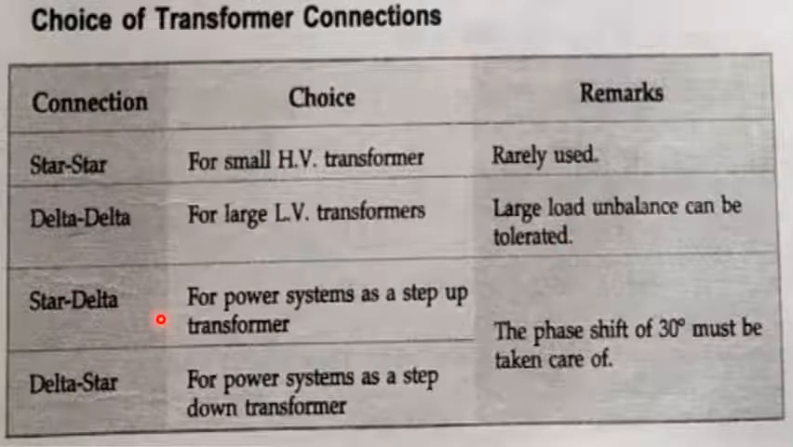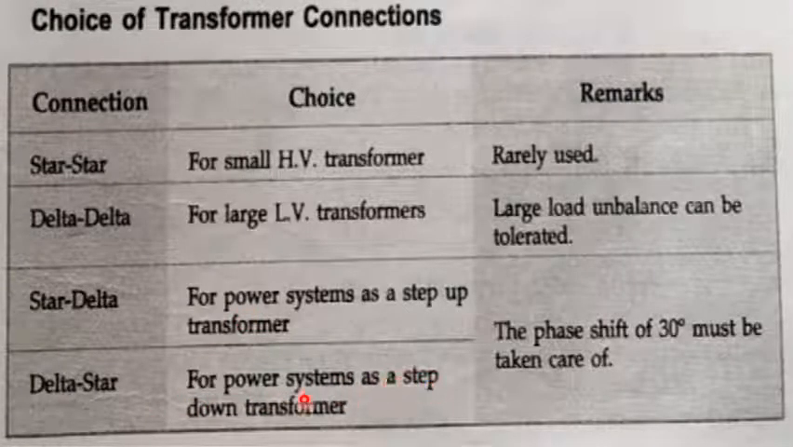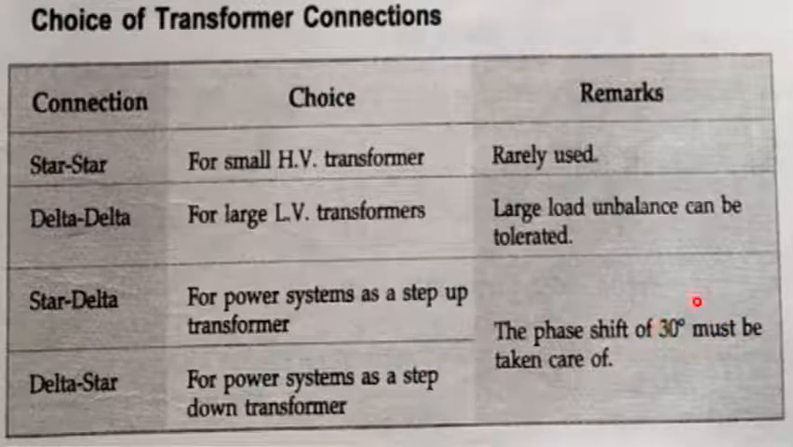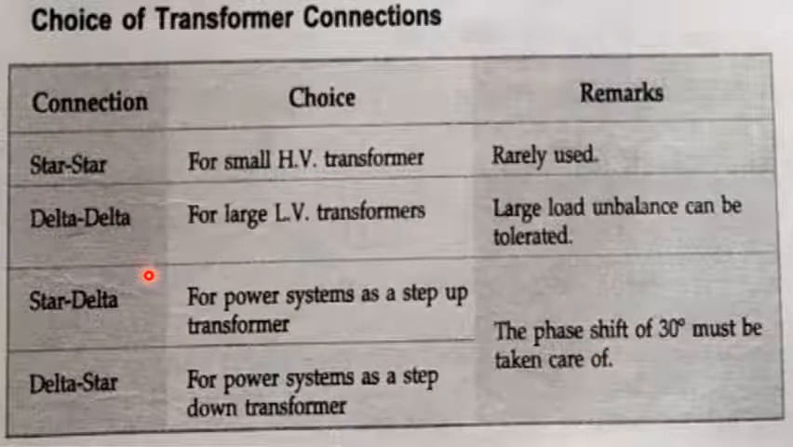Next, star to delta configuration for power systems as a step up transformer. So this can be used in case of a step up transformer. Then delta to star configuration for power systems as a step down transformer. Both have a phase shift of 30 degrees. This can be avoided by shifting the neutral point. So these are the different types of configurations, and those can be selected for different applications.